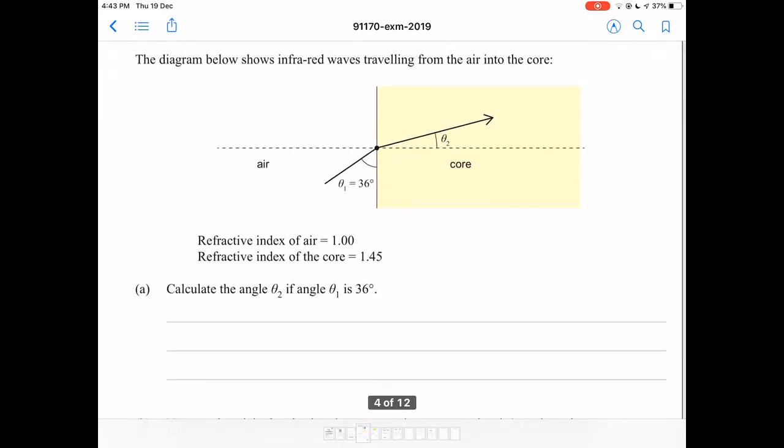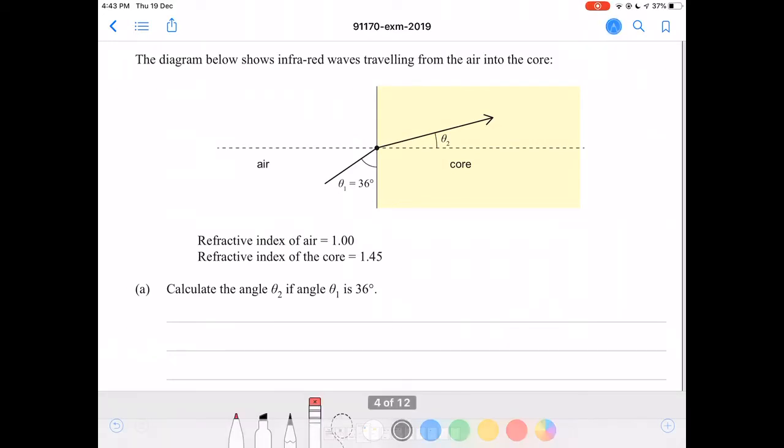Alright, so this does follow the laws of refraction here. So n1 sine theta 1 equals n2 sine theta 2. However, the very common mistake is that people forget that theta 1 is actually the angle of incidence, and the angle of incidence is the angle that the ray makes with the normal. As seen in the diagram, it tells you that this angle here is 36 degrees.